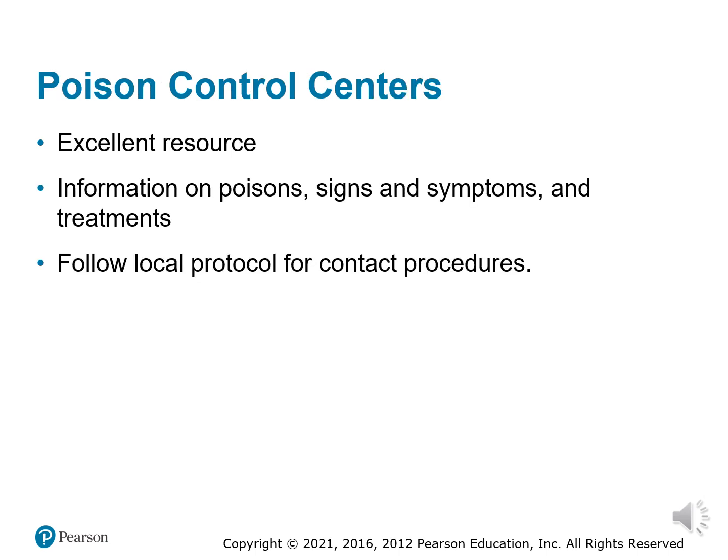Next is poison control centers. These are an excellent resource for you. They have information on poisonings, signs and symptoms, and the treatments that you should do. You want to also follow your local protocols for contact procedures. So remember that poison control centers offer you a vast network of poison-related resources that may aid in that patient care. So don't be afraid to call them. Have that number readily available, put it in your phone, whatever the case may be, because you never know when you're going to use it. And it might not always be at work, it might be at home as well.